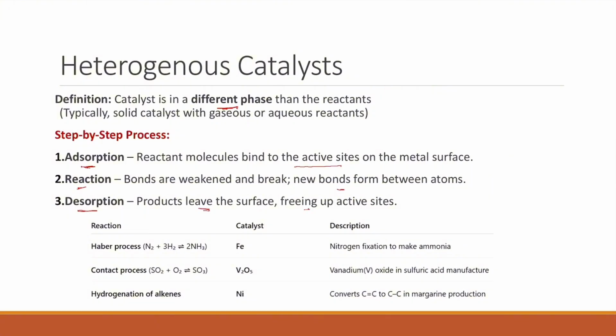Some examples that you need to know from your specification are the use of iron as a catalyst, which is a solid catalyst, in the Haber process, where the Haber process is a reaction between nitrogen and hydrogen to form ammonia. All of these are gaseous. So the catalyst here is iron. And also the contact process, which is the reaction between sulfur dioxide and oxygen to give sulfur trioxide. Vanadium(V) oxide is used in sulfuric acid manufacture. So we need the sulfur trioxide to dissolve it in water to give the sulfuric acid.